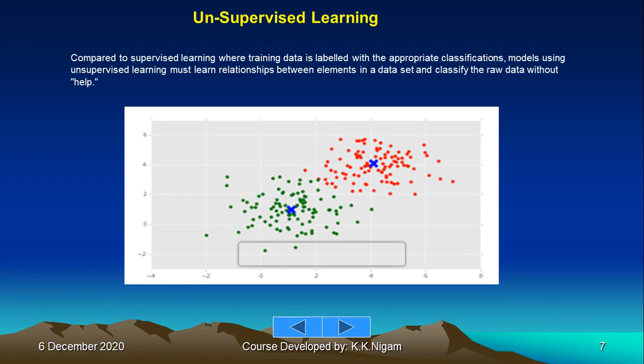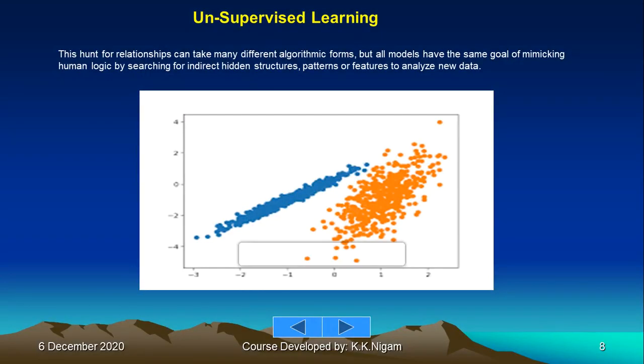Compared to supervised learning, where training data is labeled with the appropriate classification, models using unsupervised learning must learn relationships between elements of a data set and classify the raw data without help. This hunt for relationships can take many different algorithm forms, but all models have the same goal of mimicking human logic by searching for indirect hidden structures, patterns, or features to analyze new data.